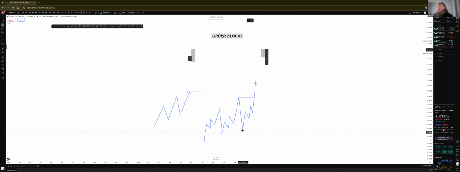We're going to put our fib tool from there, from the swing low, or from the dealing range low to the high. And then we find the 50% and under, and we know that this is where price is most likely to retrace to after the break of structure.